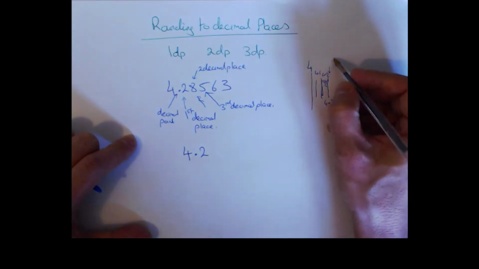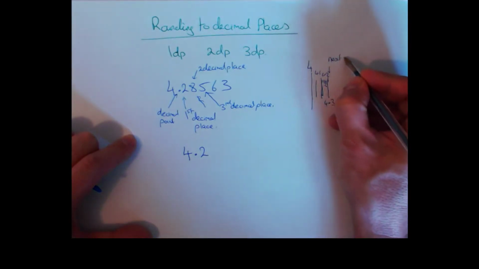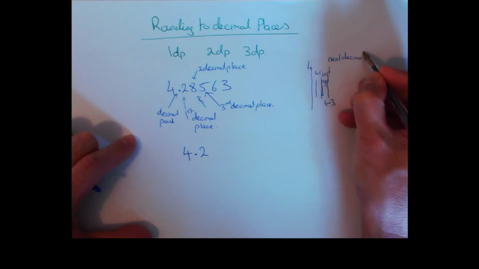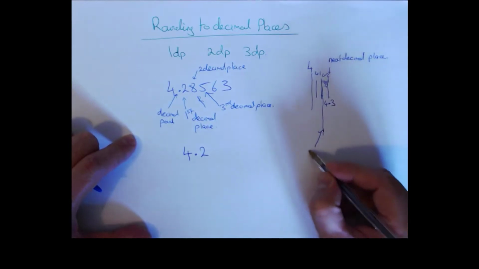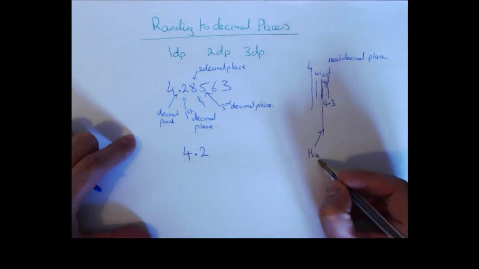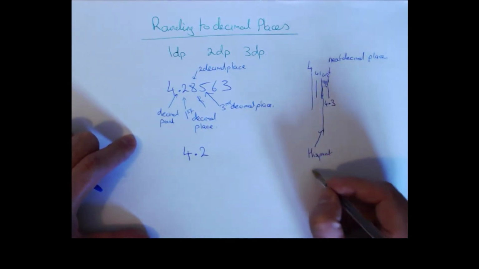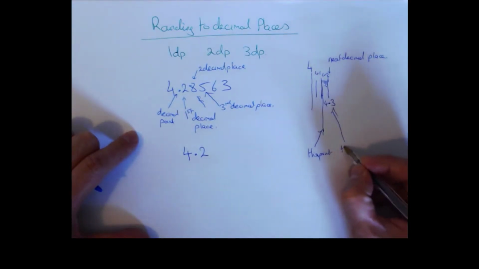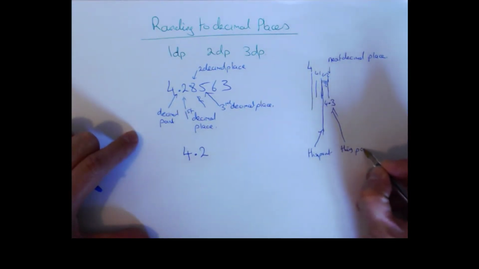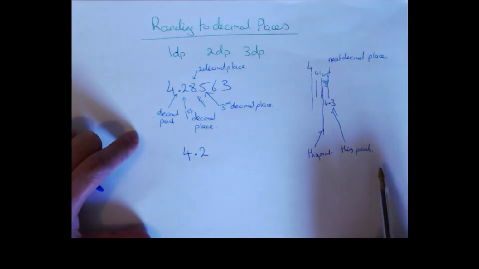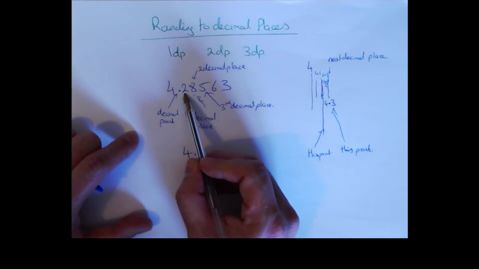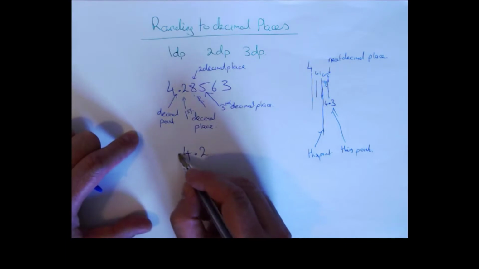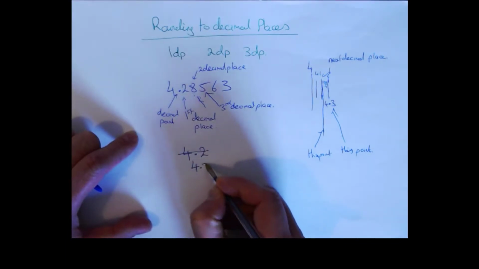So the next decimal place tells us how far we've gone from this decimal place, from this point to this point. So this next decimal place, 8, tells us that we've gone most of the way from 0.2. We're nearly at 0.3. So we're not going to say 4.2, we're going to say 4.3.